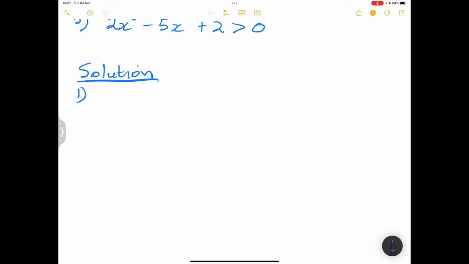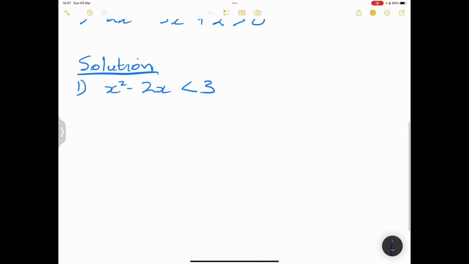The first one says we've got x squared minus 2x, which is less than 3. Now, the procedure is we must always try and put everything in standard form. So that's the first thing: ax squared plus bx plus c. So this is going to be x squared minus 2x minus 3 is less than 0. And then let's find our critical values. So we're going to find where this expression will give us 0.